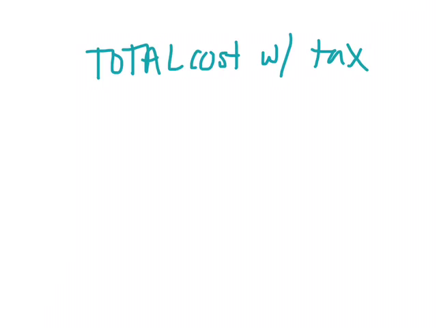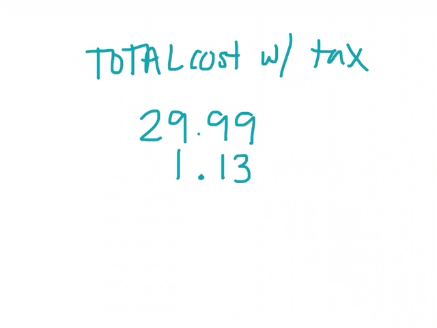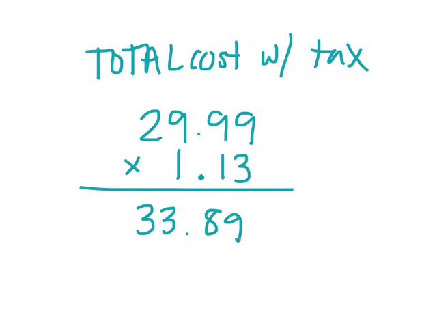So I'll show you a quick way to calculate the total cost with the tax, okay? If you just want to know how much the tax is, you would multiply it by 0.13. If you want to know the total, watch what happens here. I take the cost of the item and I multiply it by, instead of 0.13, 1.13. I want you guys to do that right now and tell me what you get. So if you round it, you get $33.89.